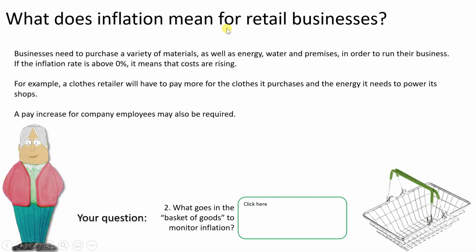What does inflation mean for retail businesses? Businesses need to purchase a variety of materials as well as energy, water and premises in order to run their business. If the inflation rate is above 0%, it means that costs are rising. For example, a clothes retailer will have to pay more for the clothes it purchases and the energy it needs to power its shops. A pay increase for company employees may also be required.